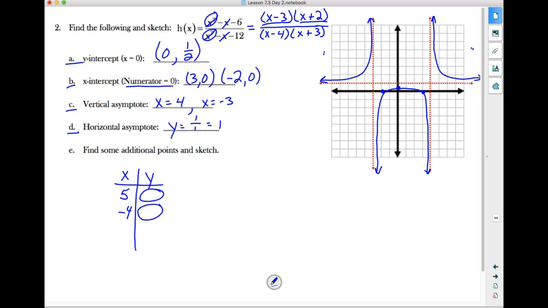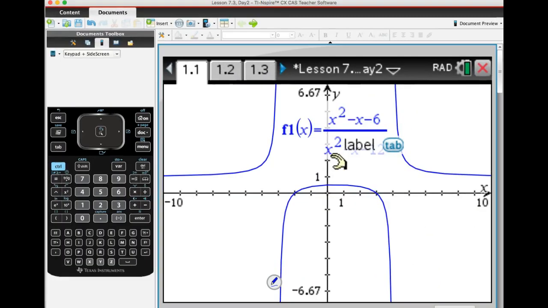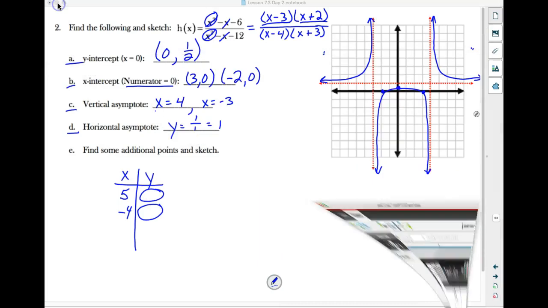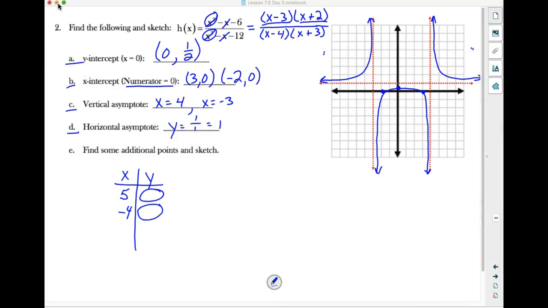And if I double check this on my graphing calculator, I see that that is where my asymptotes belong. I can see that that's exactly where everything needs to be for me on this problem. And I will shut that graph down, hopefully. And I will move on to the next problem.